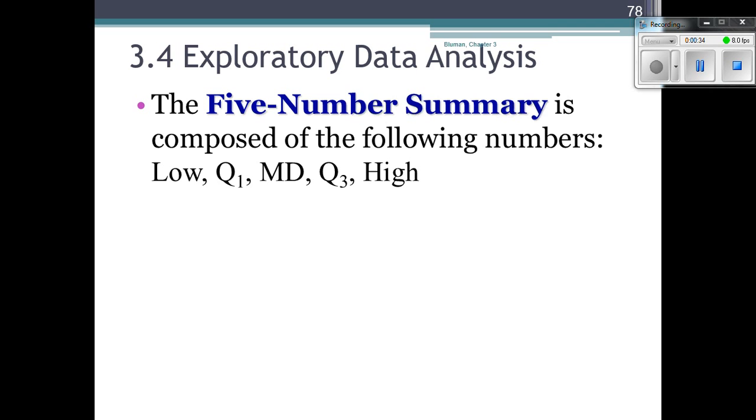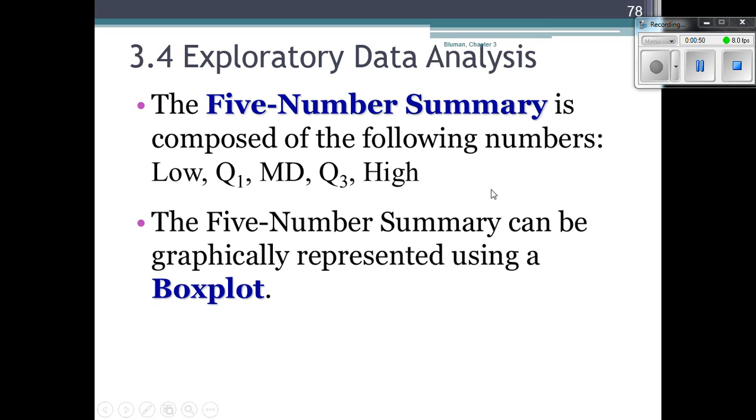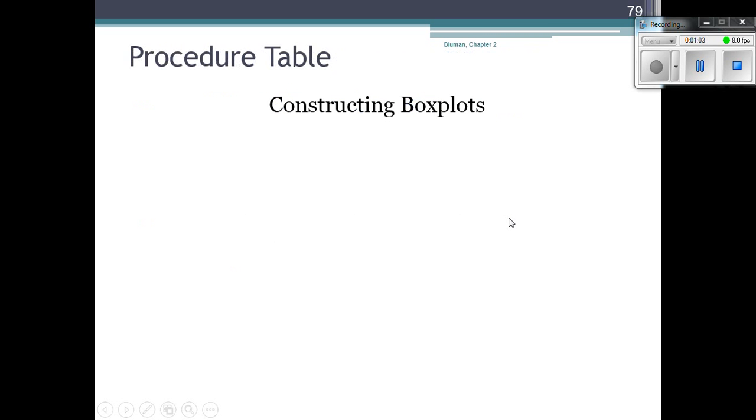The 5-number summary consists of quartile 1, quartile 2, otherwise known as the median, quartile 3, so the 3 numbers that we found last section, plus the low and the high value. So it's really easy to find. Okay? The 5-number summary can be graphically represented using this box plot. So instead of just having the 5-number summary, we can make it something visual. Here's how you do it.